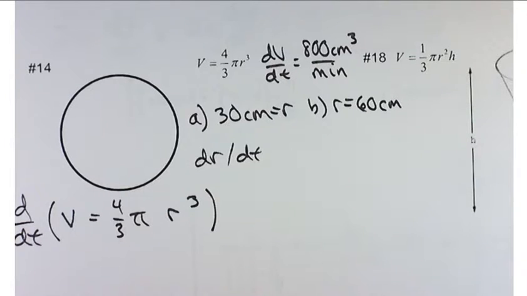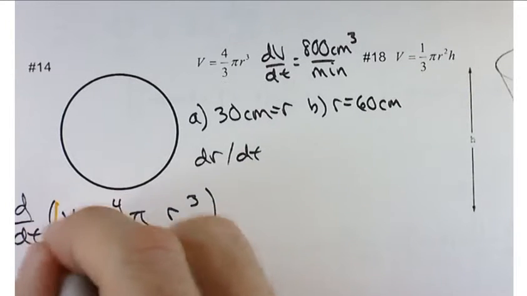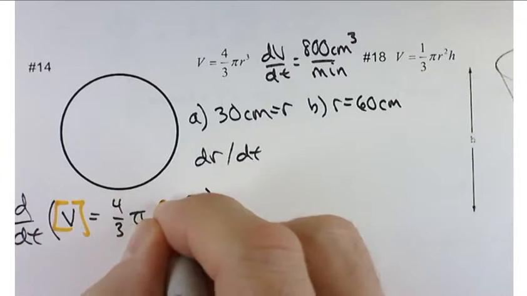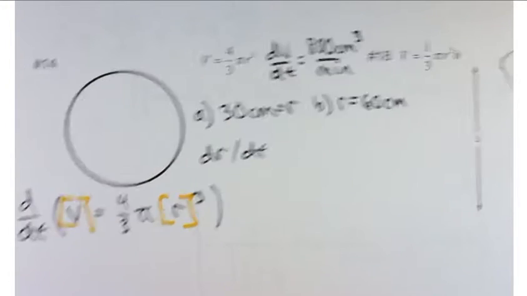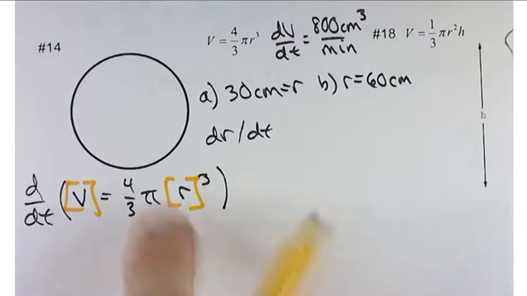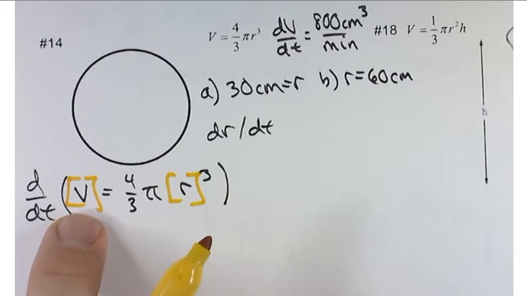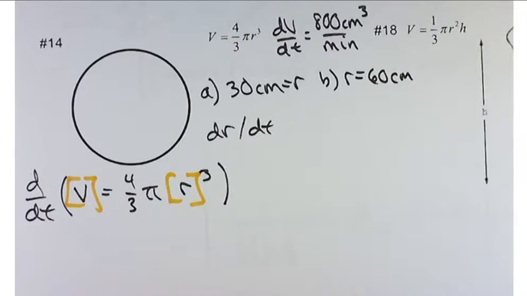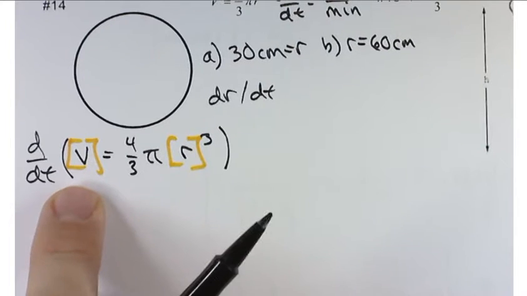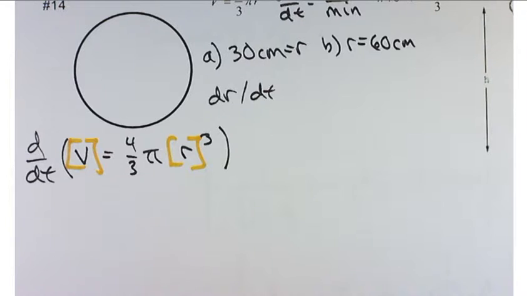So let's treat both of these as being kind of special, because you can't just differentiate this and get, say, for instance, 3r squared. That's not right. What's the derivative with respect to time for this equation? Liam?